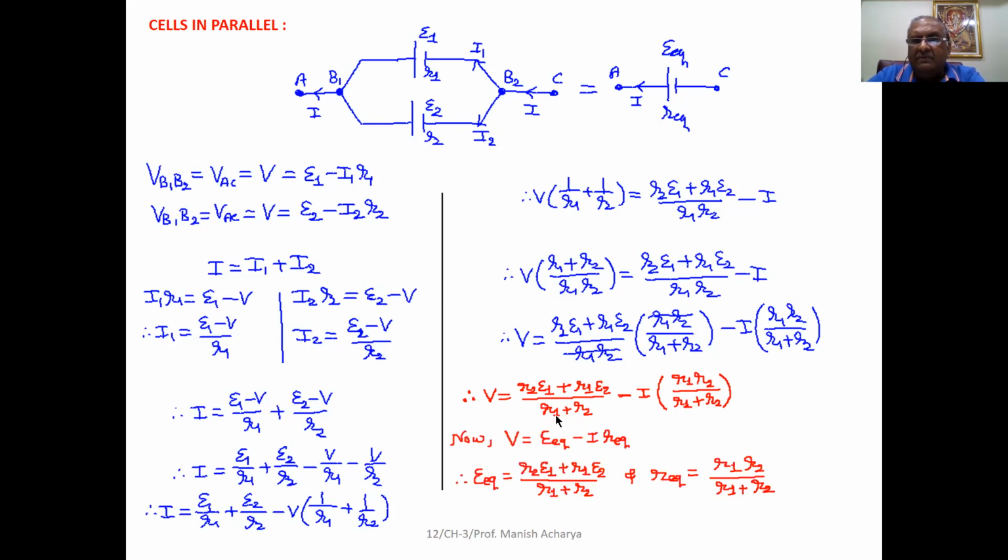Now compare this equation with V equal to E equivalent minus I into R equivalent. So we can write E equivalent is equal to (R2 E1 plus R1 E2) upon (R1 plus R2), and R equivalent is R1 R2 upon (R1 plus R2). Clear to all of you up to this one?